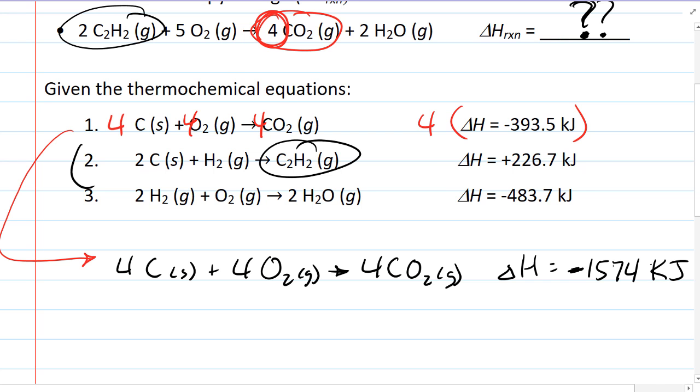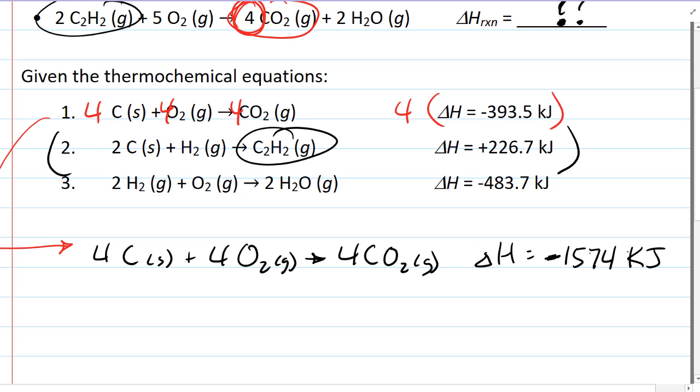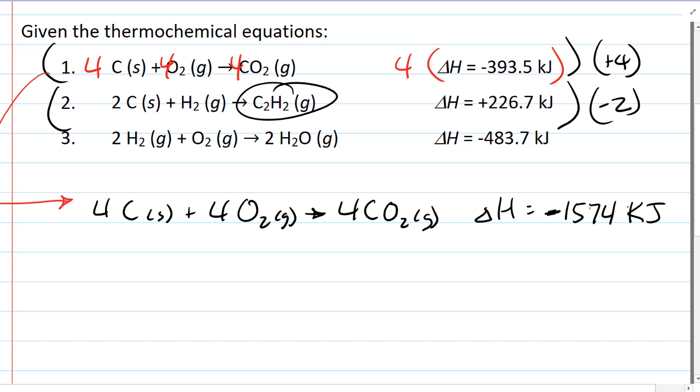So I'm going to take this equation right here and I'm going to multiply it by a negative 2. Remember the first one we multiplied by a positive 4, but the second one we're going to multiply by a negative 2. When we multiply by a negative 2, again that flips the equation around. When it flips it around, we get 2 C2H2 gas yields, and now it's not going to be 2 carbons, it's going to be 4 carbons plus 2 H2 gas.